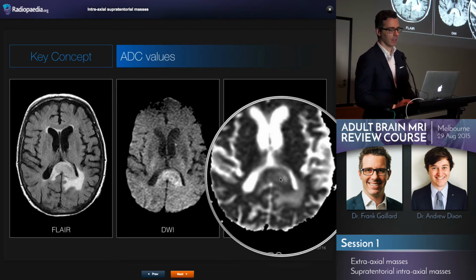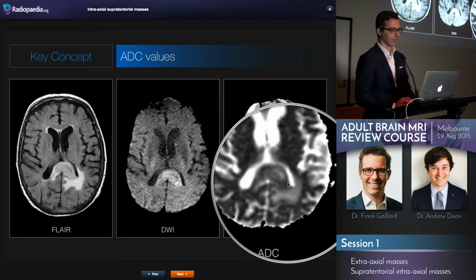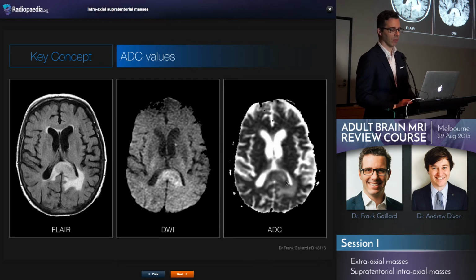So values of about 700, 800 are usually grade 4. And so reporting this would be helpful, mentioning that the region that appears to have highest cellularity is located on the left, just next to the splenium. Comment also on whether it enhances or not, and cerebral blood volume. But try, if possible, to get biopsy from that area.